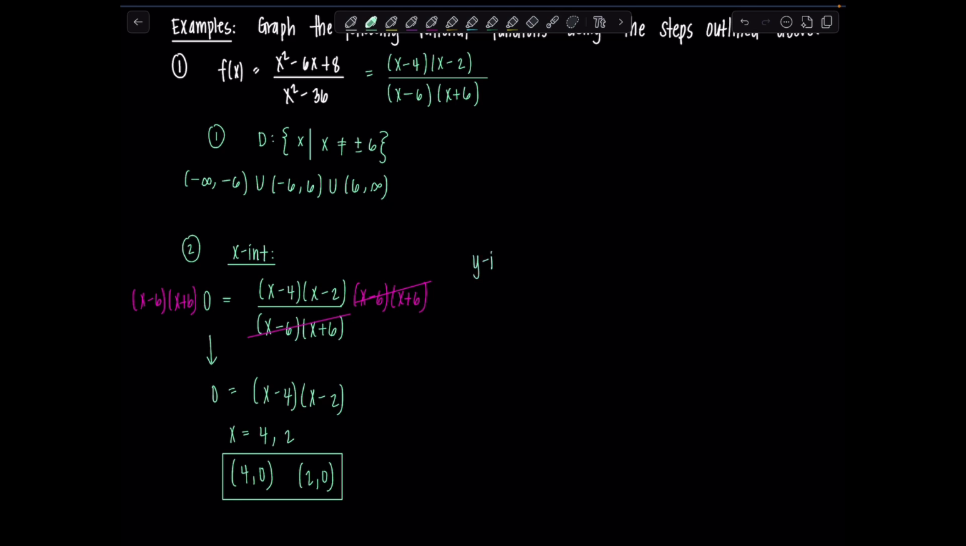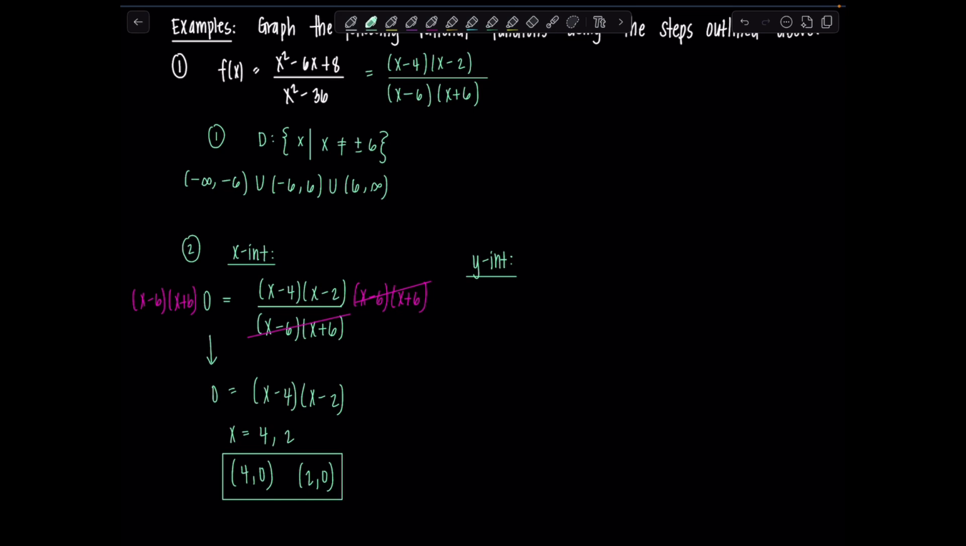Y-intercepts come from substituting in 0 for x. So I'm going to plug in 0 for x. Honestly, the easier place to plug it in is before we factored, because there's more work to do if you plug it into the factored version. So I'm going to plug it into this one, okay?